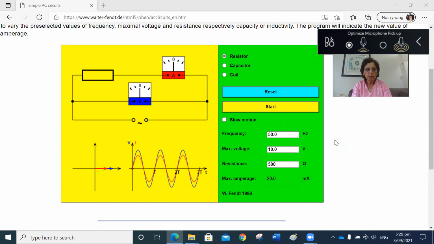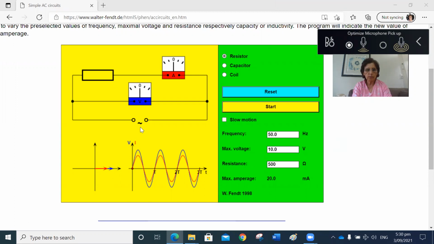This animation is about finding the relationship between voltage and current in a pure resistor AC circuit, a pure capacitor circuit, and an inductor circuit. So first of all, we will look at a resistor only circuit.